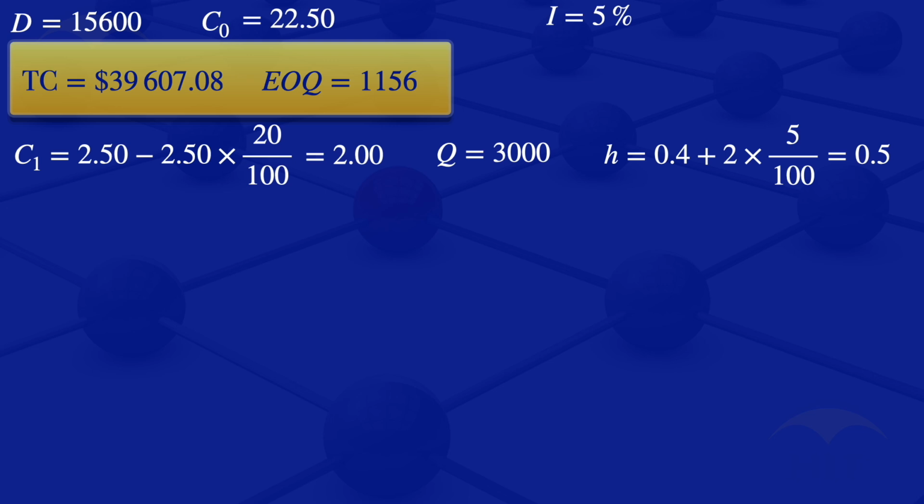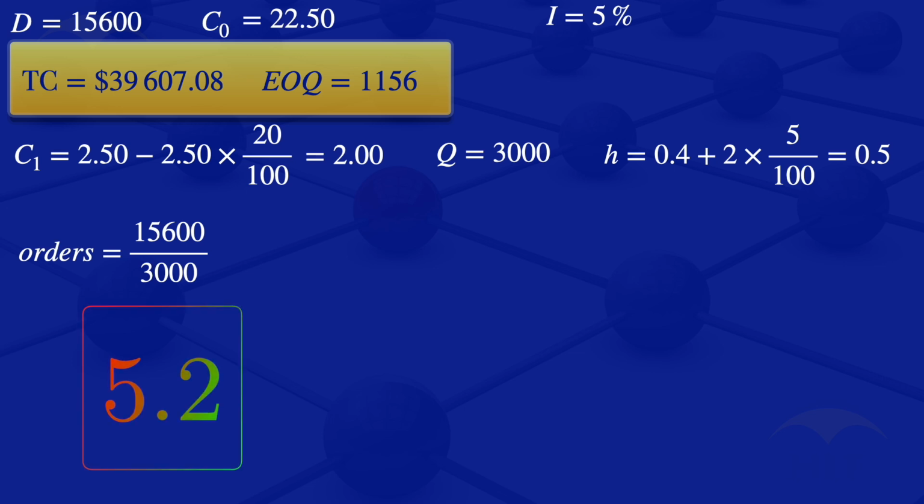So we can calculate the number of orders that we make per year. The number of orders there will be equals to 15,600 divided by 3,000, which gives us 5.2. But here we are looking at the number of orders. That number should be an integer. So the number of orders that we should have there, we should take the ceiling value. Just because if we take the floor value, we would have 5 orders. 5 orders by the 3,000 units will give us 15,000, which is less than this demand of 15,600. So it's not acceptable.